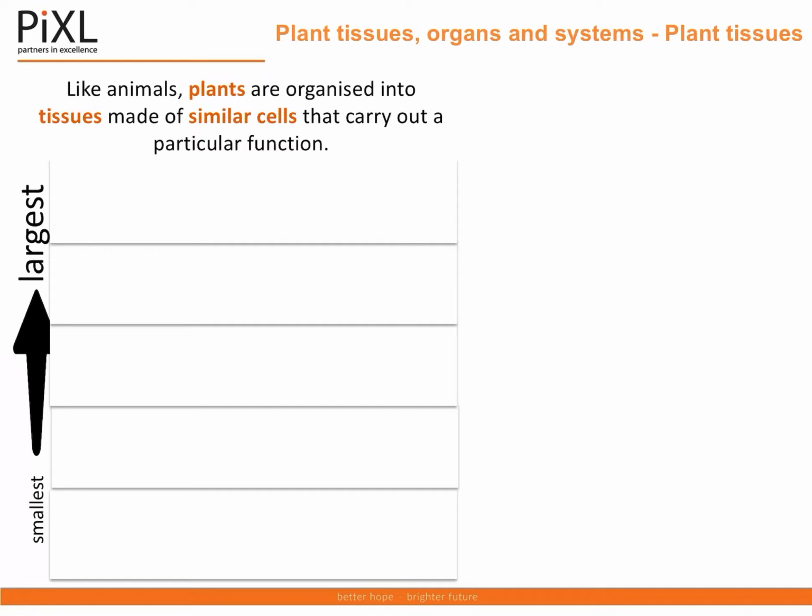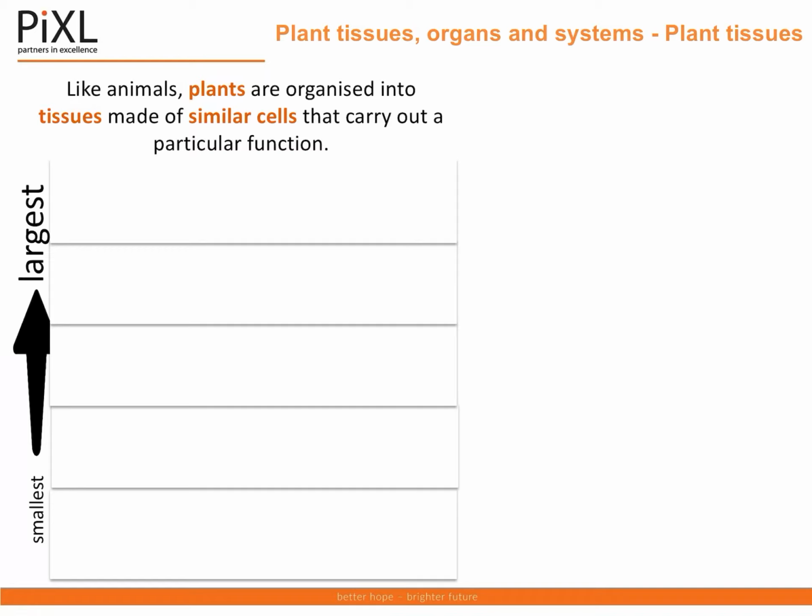We're going to start off with tissues. Like animals, plants are organised into different tissues. Those tissues are made up of similar cells and they carry out a particular function. You have to know from smallest to largest, what's the smallest thing within any organism and what is the largest thing within any organism.